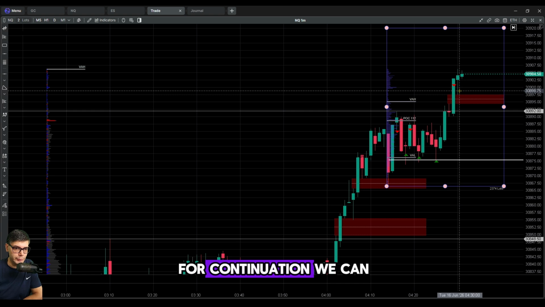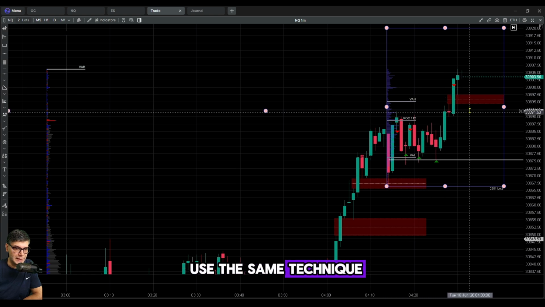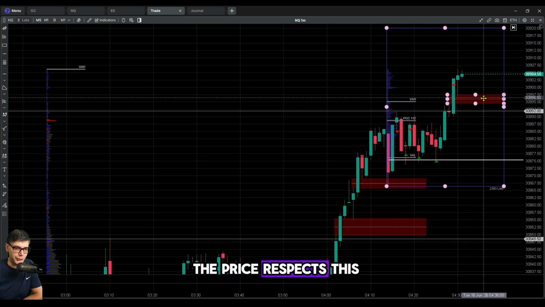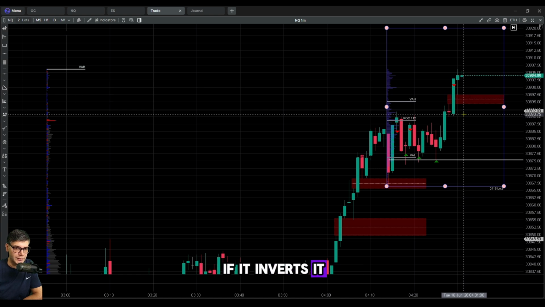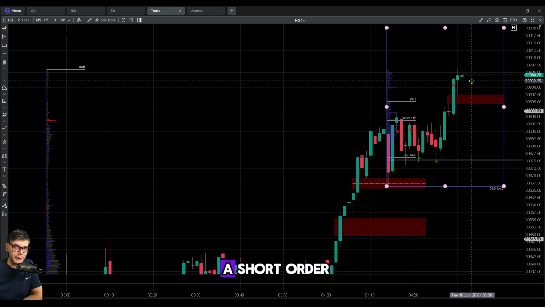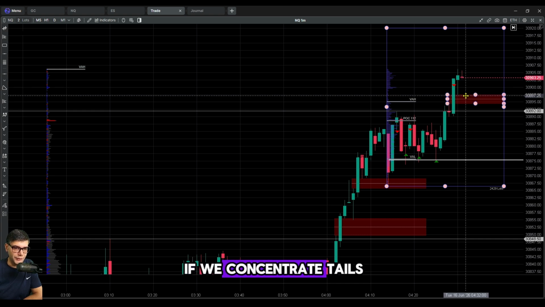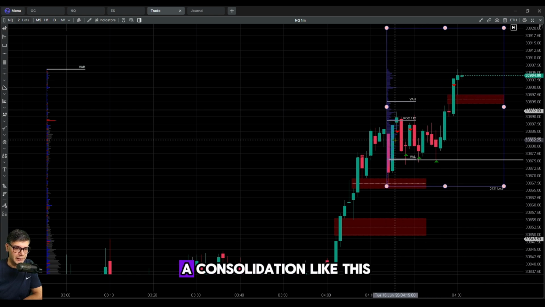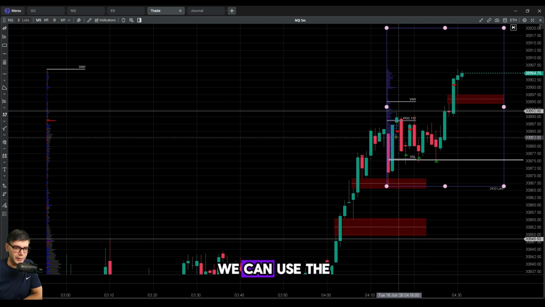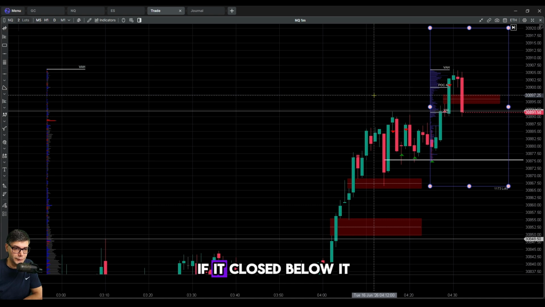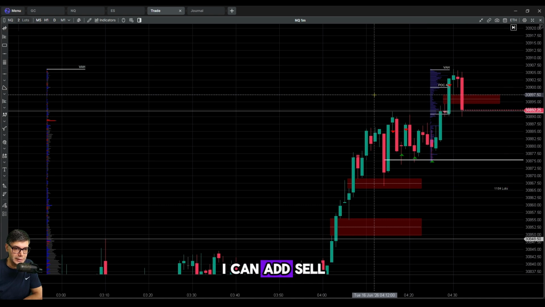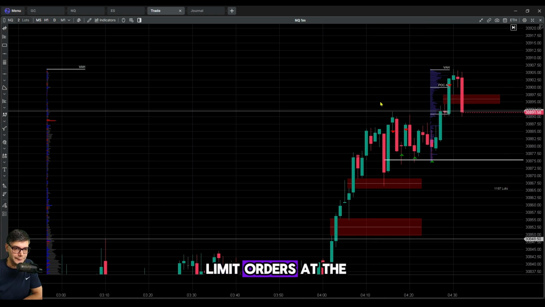For a continuation, we can use the same technique. We want to see if the price respects this fair value gap or not. If it inverts it, we can participate in a short order. If it constantly tails into it and makes a consolidation like this, we can use the same technique to go long. If it closed below it, I can add sell limit orders at the upper portion of the chart.